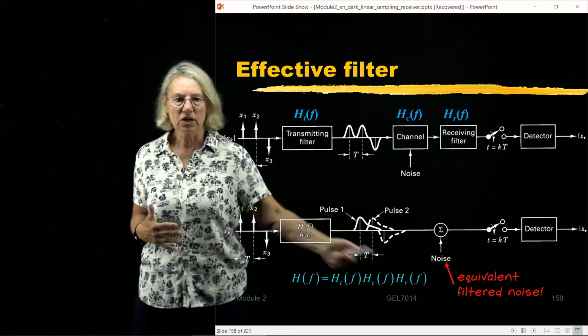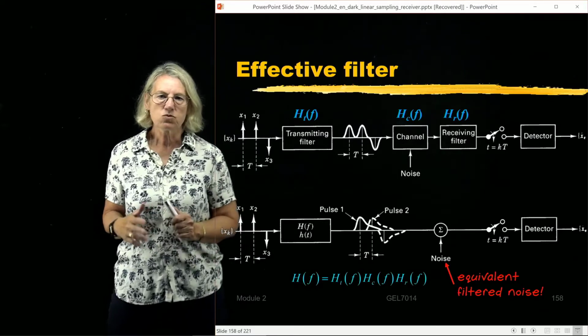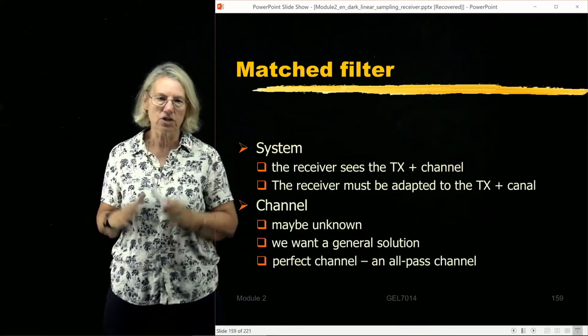And like I said, I would use an equivalent noise for my simulator to make sure everything was fine. So that is one way of representing the system, is just to have one effective filter and talk about that.